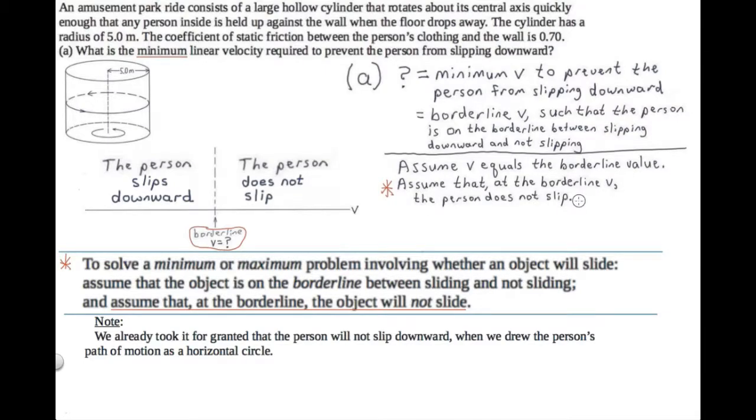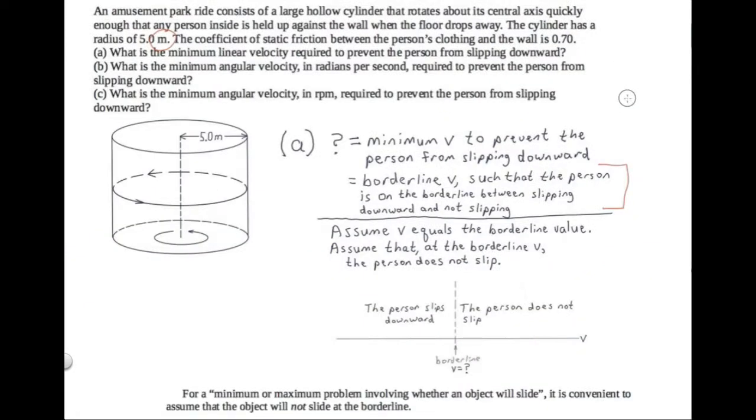Write down that assumption. To summarize, to solve a minimum or maximum problem involving whether an object will slide, assume that the object is on the borderline between sliding and not sliding, and assume that at the borderline, the object will not slide. Next, let's check that the given units are SI units. Well, yes, the only units that we were given in this problem are meters, and those are SI units.